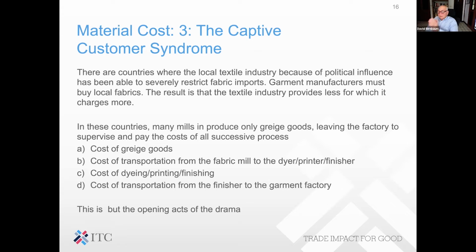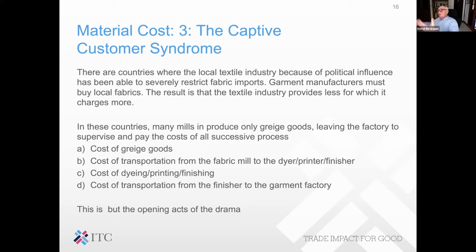The result is that this industry can charge more and deliver less. We call this the captive customer syndrome. In many countries, and this is not just in developing countries, this is in the United States, for example, mills produce only gray goods. They're leaving the factory to supervise and pay for the cost of all successive processes. So you have to pay for the gray goods.